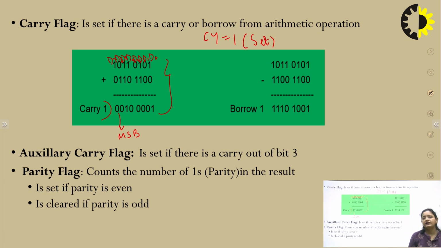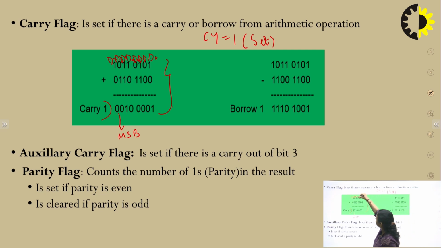Next we have the auxiliary carry flag. So what is the condition for auxiliary carry? Now you know that these bits range from D0, D1 up to D7. Whenever there is a carry generated from bit D3 to D4, in those situations the auxiliary carry flag is set.